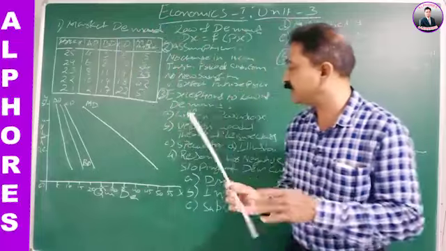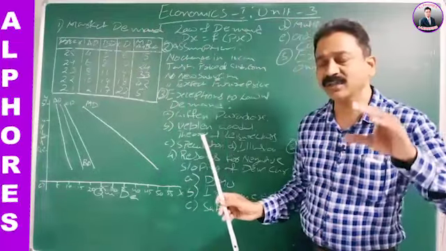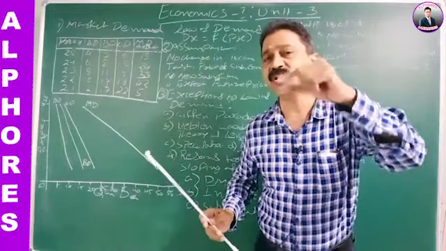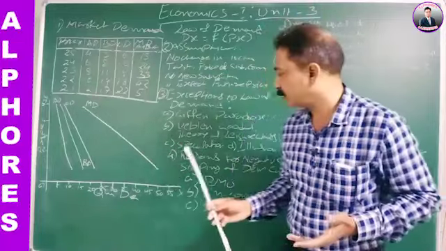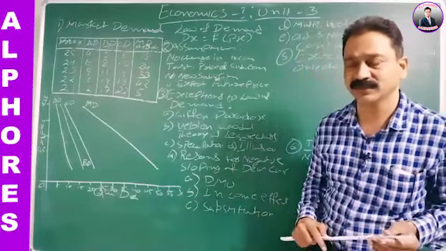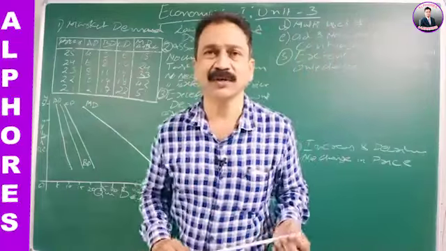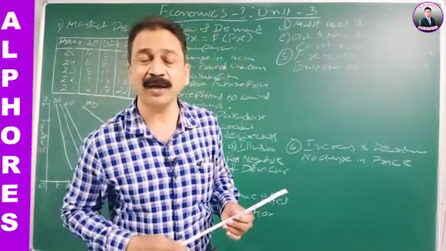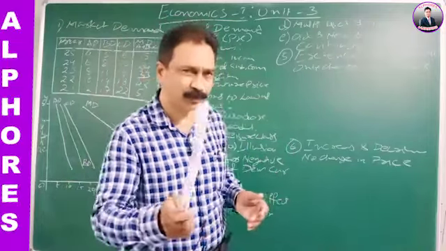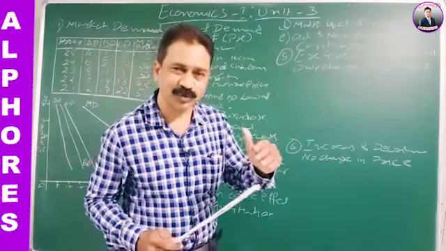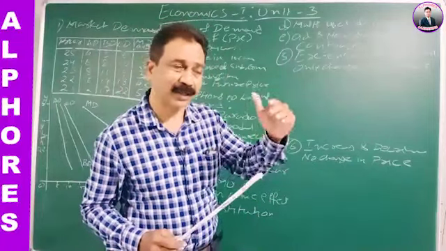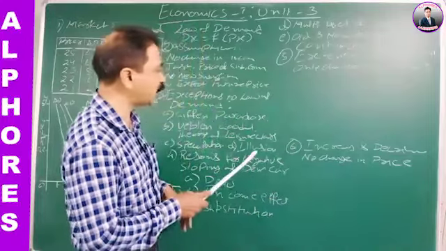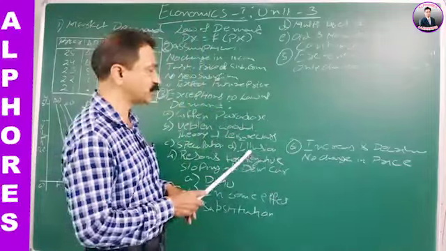For that, in speculation, particularly in stocks and shares, we want to purchase the commodity whose price is increasing. The last one is illusion. Illusion means what? A feeling that costly goods generally are of better quality. We do believe that costly goods are better than the cheaper goods. Due to that illusion, we purchase more of those commodities.